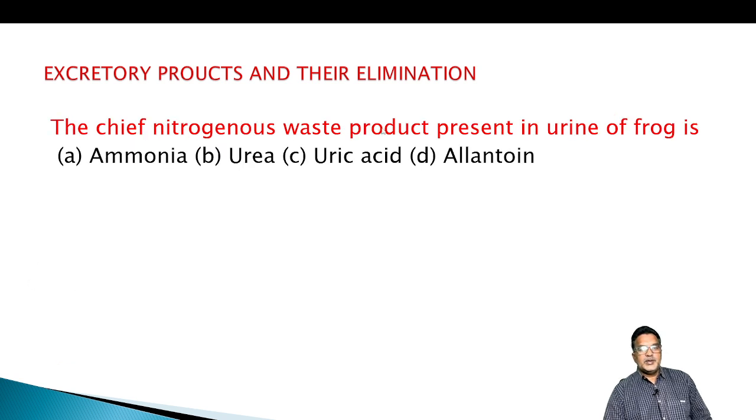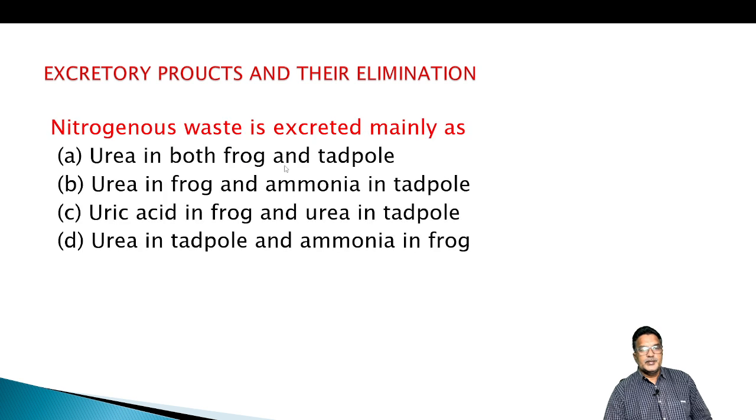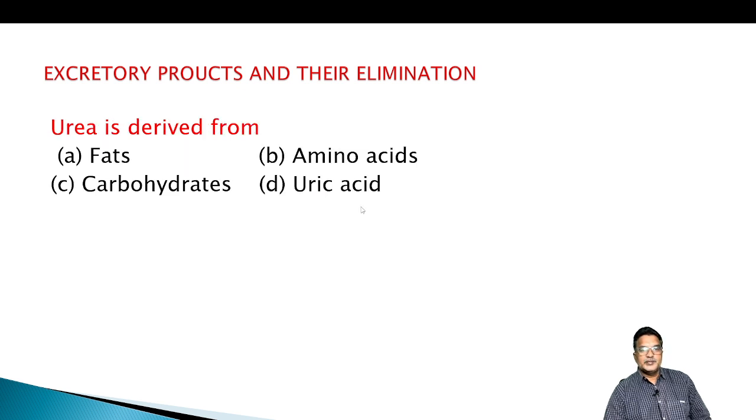The chief nitrogenous waste product present in urine of frog is urea, as it is an amphibian. Nitrogenous waste excreted mainly as urea in both frog and tadpole? No, frog excretes urea, tadpole excretes ammonia. Urea in frog and ammonia in tadpole, this is the right answer. There is no possibility of uric acid. So this is the right answer: urea in frog and ammonia in tadpole.